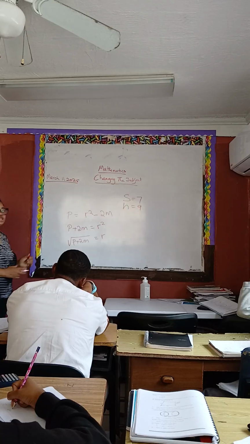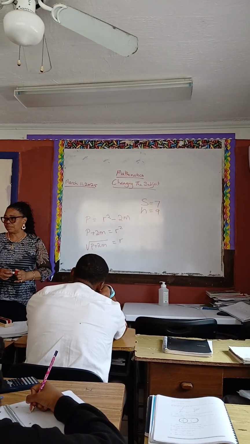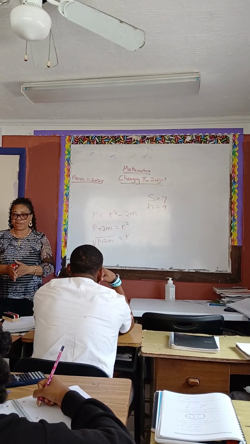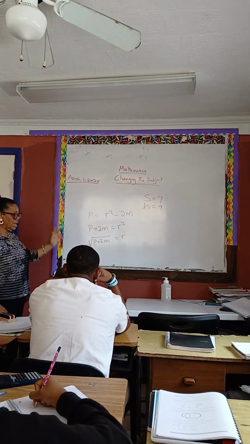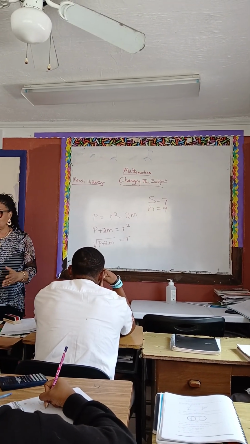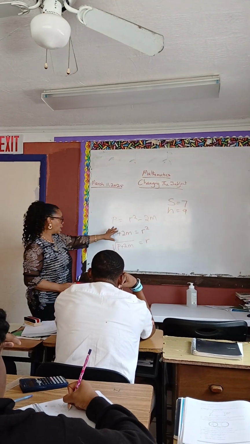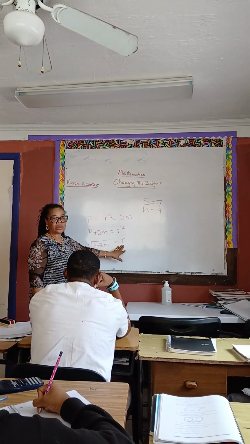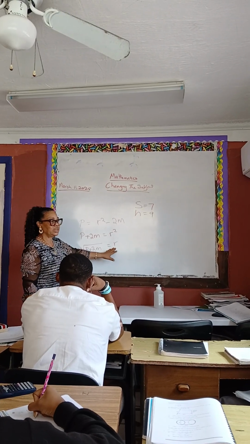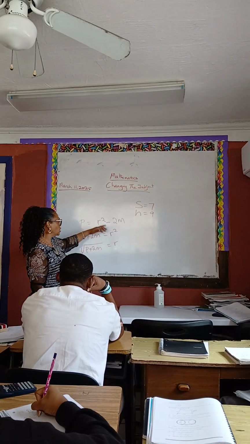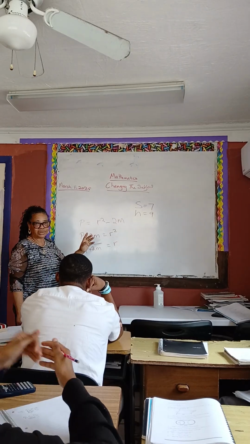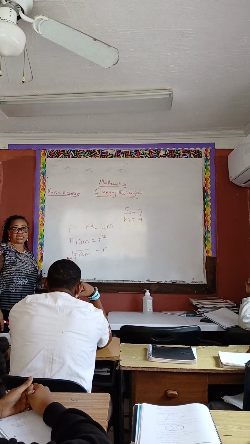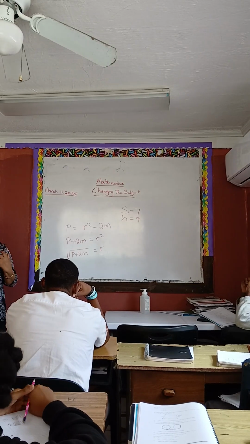Changing the subject. All I am doing is step by step, bit by bit, I'm taking over item by item until only the item I'm looking for is left on this side. All I am doing here is doing the opposite. Each item I bring over, I simply look at what it's doing over here, and when I bring it across the equal sign, it's going to change its action.